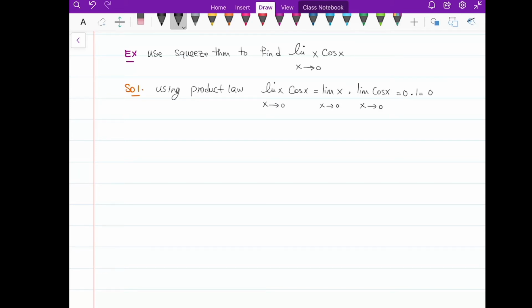Okay, now instead of using the product law, let's use the Squeeze theorem. Well, we know that cosine of anything is between 1 and -1 based on the graph of cosine. We know that. Now I'm gonna multiply the whole inequality by x, so I get -x cosine x, and I'm gonna multiply 1 also by x.